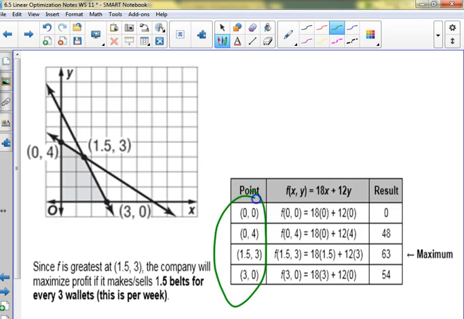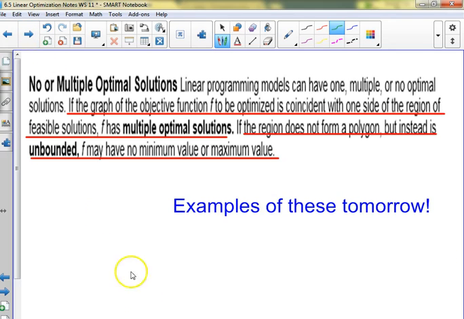And then they put all their corner points into the objective function, and they found that the maximum profit resulted in 1.5 and 3. Is that a reasonable answer? It depends. It says 1.5 belts for every 3 wallets per week. You get halfway through it and make it the next week. If it was significantly more profit to do that, right? So maybe it does make sense. Sometimes it isn't just the whole number of answers.